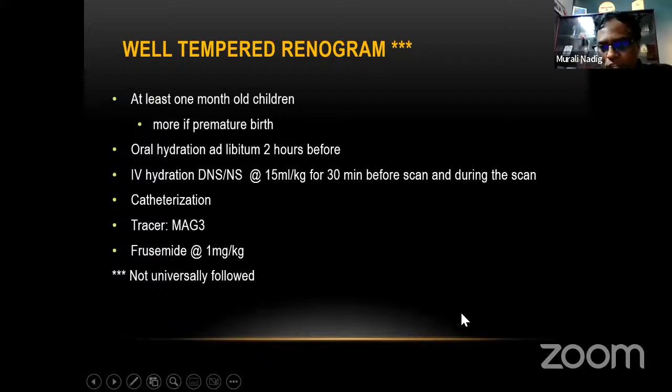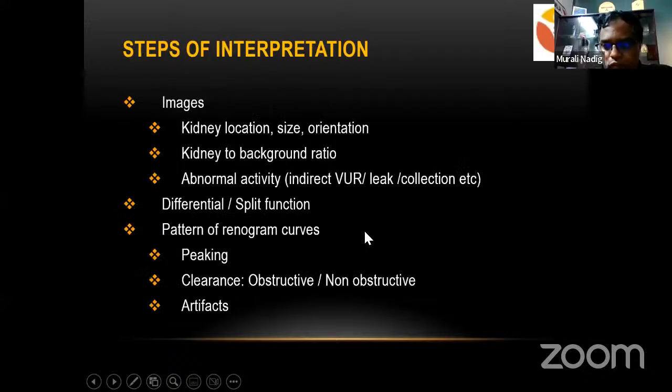Well-tempered renogram is done in children at least 1 month old. This is an examination question, but it is not practically done. Just from an examination point of view, I'm telling what a well-tempered renogram is. It is done in children with oral hydration ad libitum 2 hours before, and IV hydration with DNS or NS at 15 ml per kg for 30 minutes before the scan and during the scan, with catheterization in all patients. The preferred tracer is MAG3, with furosemide at 1 mg per kg. However, it is not universally allowed. Catheterization is painful.